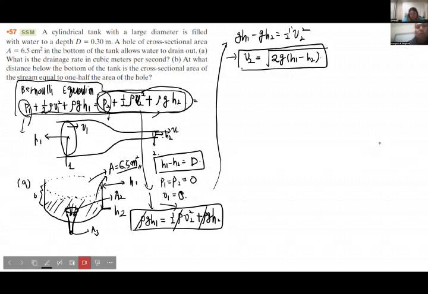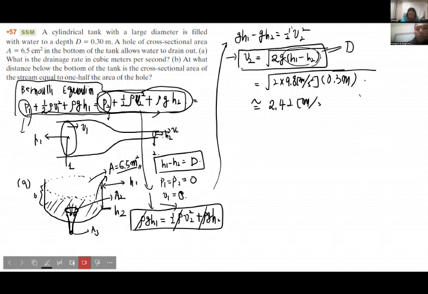Okay? So if you plug in that H1, H2, and g, then the velocity at the bottom of the tank, at the entrance of this drain hole, should be the square root of 2 times 9.8 meter per second squared, and the depth H1 minus H2 is the same as d, so that is 0.3 meter. You plug that all in, then the velocity at the bottom of the tank is approximately 2.42 meter per second. You find out the velocity at the drain hole.